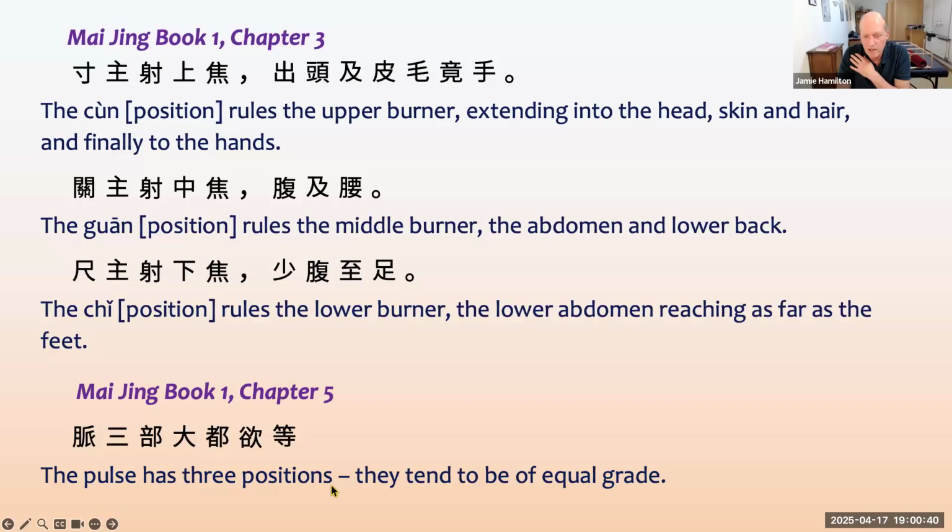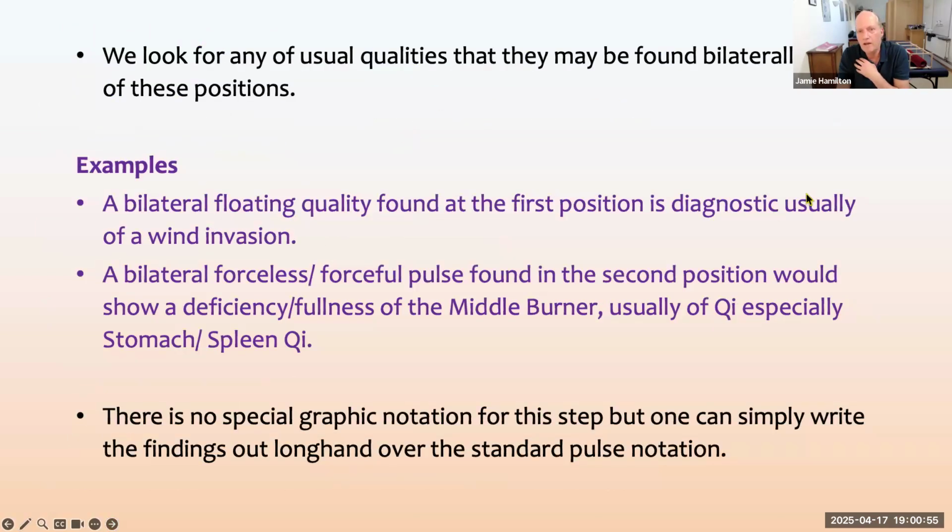The pulse has 3 positions. They tend to be of equal grade in a normal, healthy pulse. We look out for anything unusual, which may be found bilaterally at any of the 3 positions. For example, a bilateral floating quality found at the first position is usually diagnostic of a wind invasion. So both front positions are full.